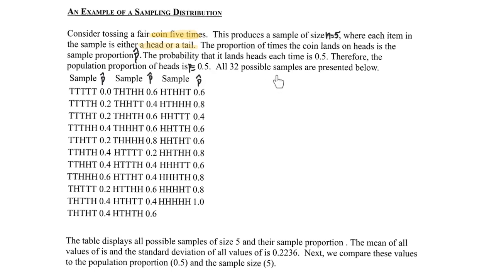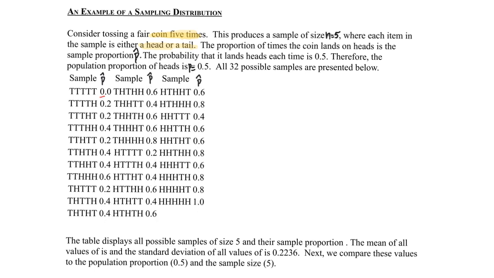So, all 32 possible samples are presented here because we are tossing the coin 5 times. It can be all tail, or all tail except the last one head, or the fourth one head, or the last two head. So, this represents all possible samples of size 5 and their sample proportions. This column here is the sample proportion of each one.